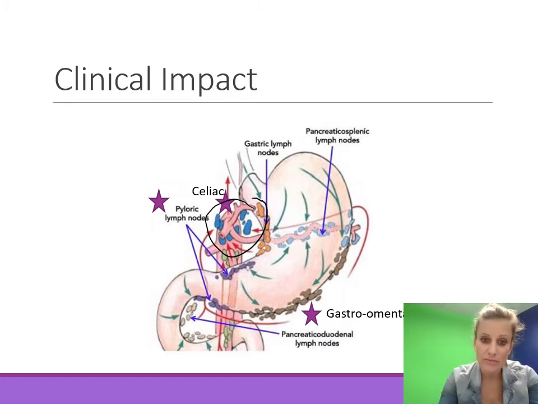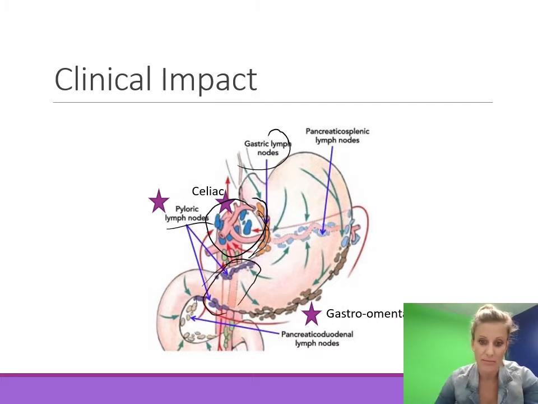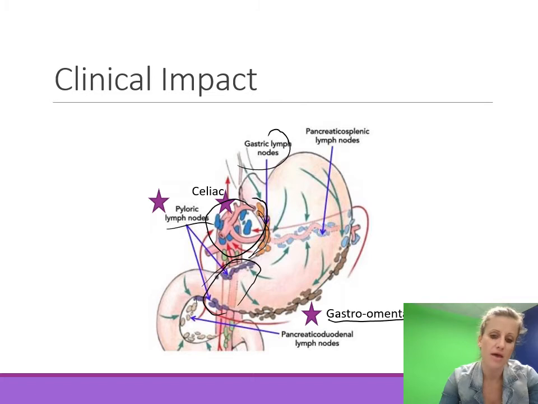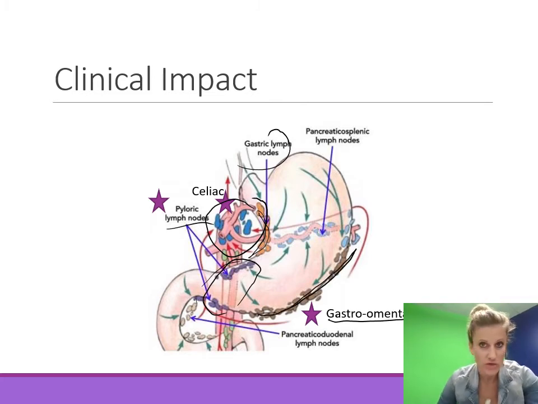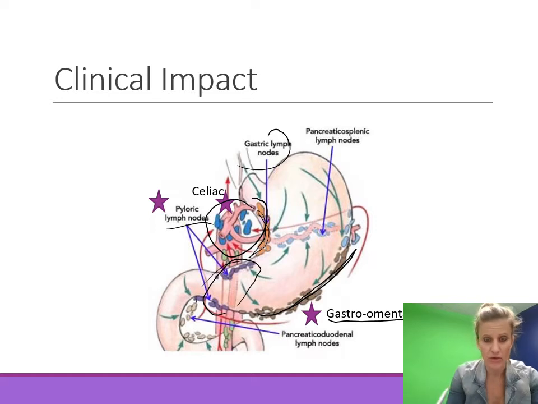The gastric lymph nodes occur along the lesser curvature, which is where the gastric arteries are. The pyloric lymph nodes occur along the pyloric region of the stomach. The gastroomental nodes occur along the greater curvature of the stomach, where the gastroomental arteries are. The other two arteries are also named for the pancreas. So just think about where the pancreas is located.